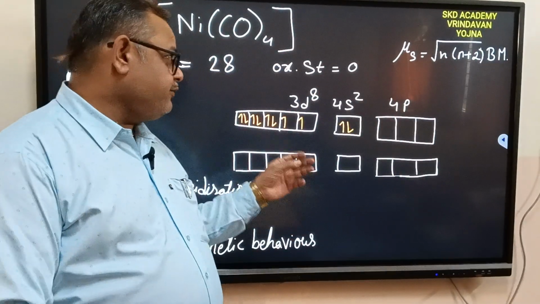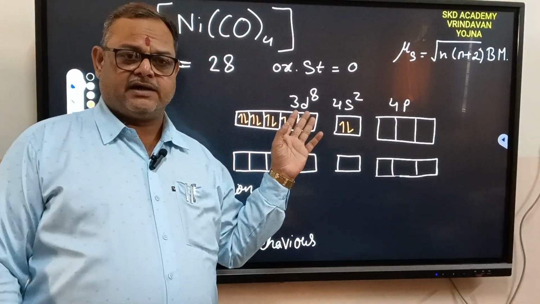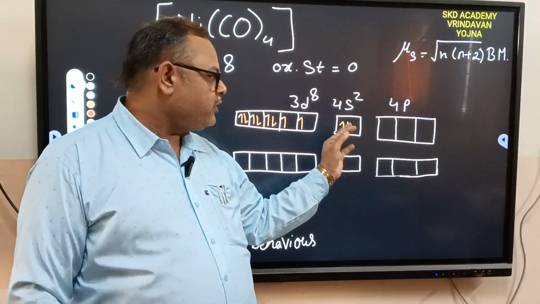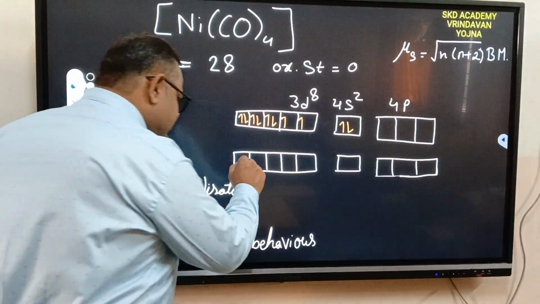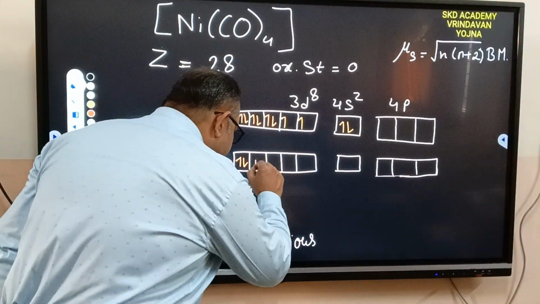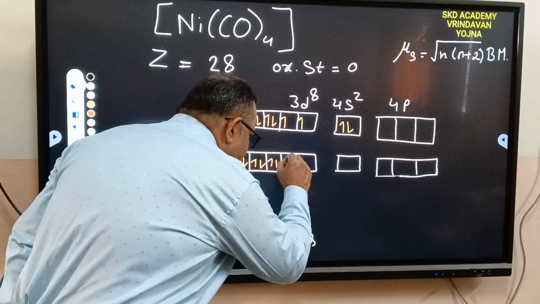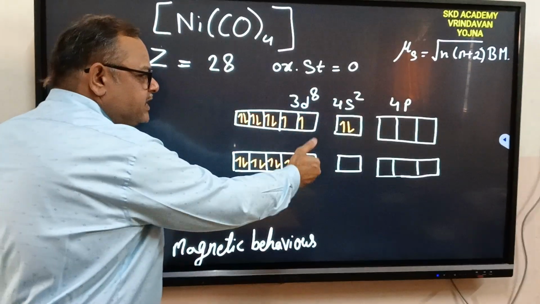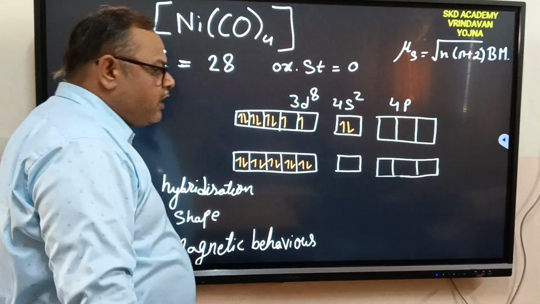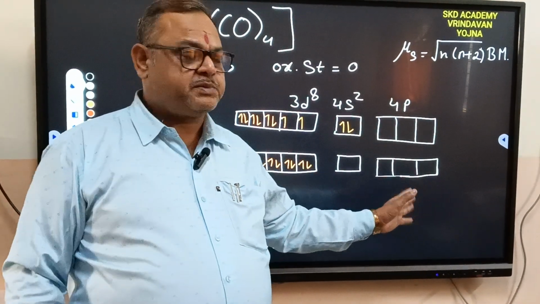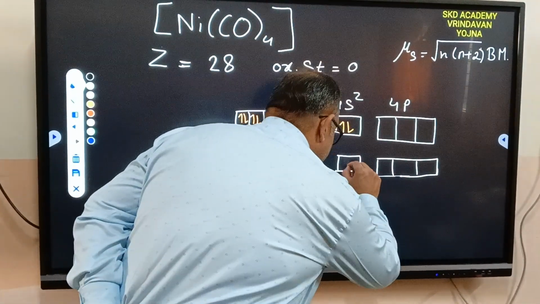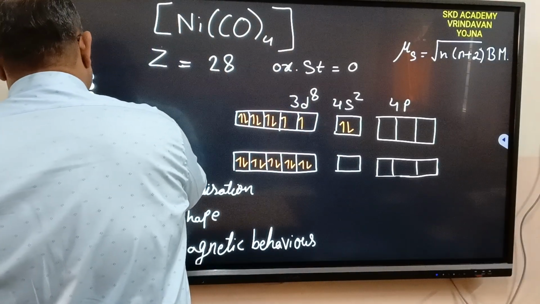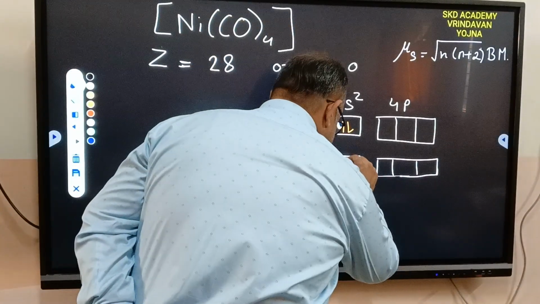Now we will consider whether the ligand is a strong ligand or a weak ligand. Carbon monoxide, being a strong ligand, will force these electrons of 4s to pair up, and we will be having 10 electrons in d orbital now. These 2 electrons are promoted to the 3d orbitals. Now we have 4 vacant orbitals present over there. These orbitals can easily accommodate the electron pairs of carbon monoxide.